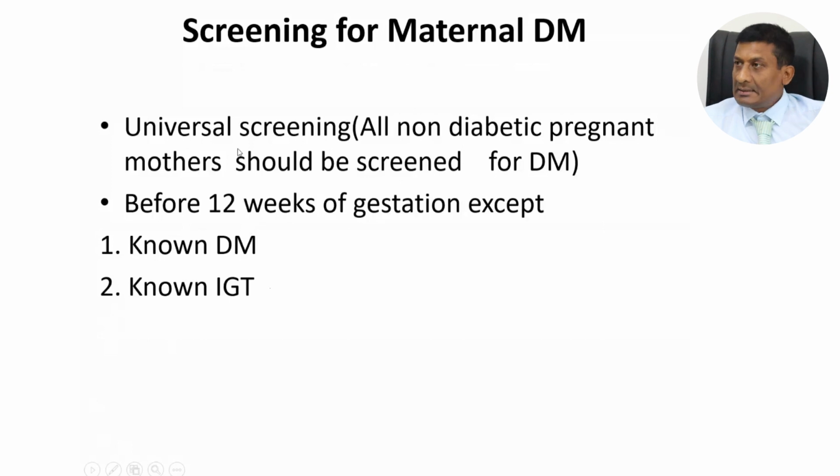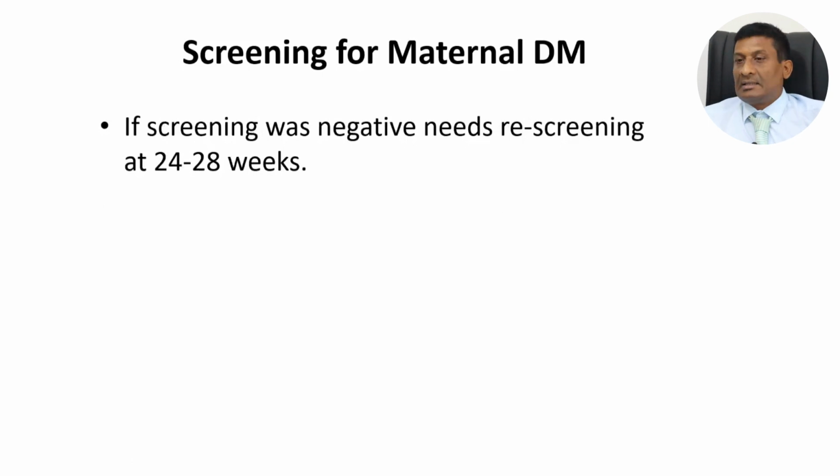But everybody else should be screened for diabetes during the first trimester of pregnancy, because being South Asians, we are a high risk nation for diabetes, and pregnancy is diabetogenic. So if your screening is negative during the first trimester, during the first 12 weeks of gestation, what are you going to do? You have to do the rescreening during the second trimester of pregnancy, around the 24th to 28th week of gestation.